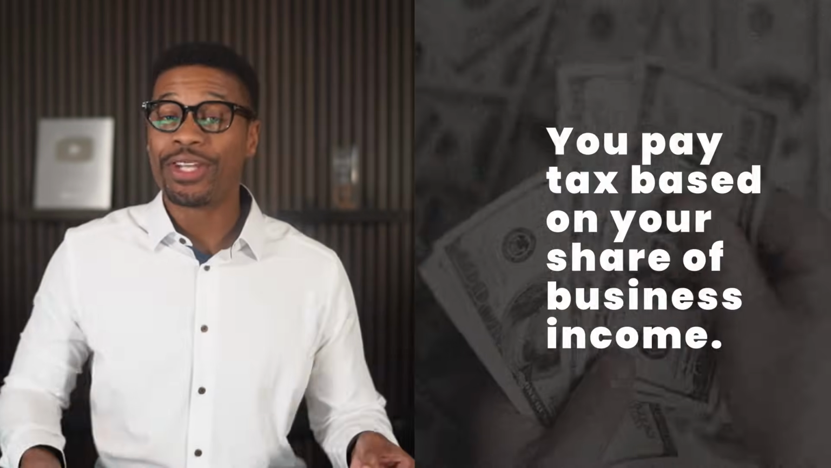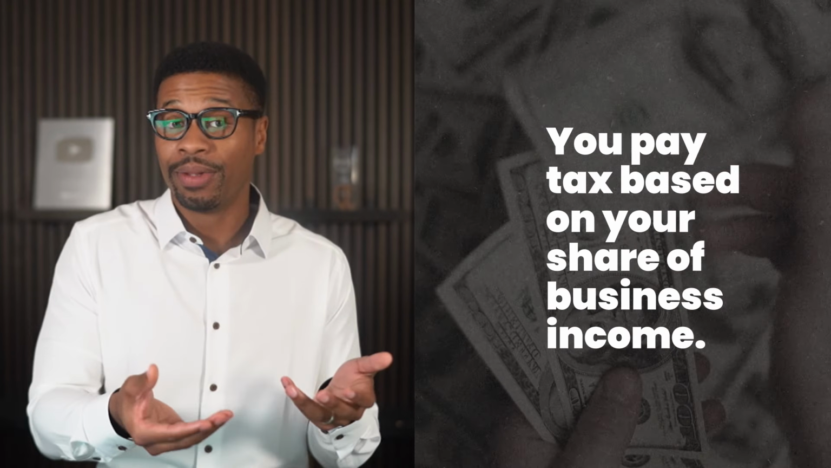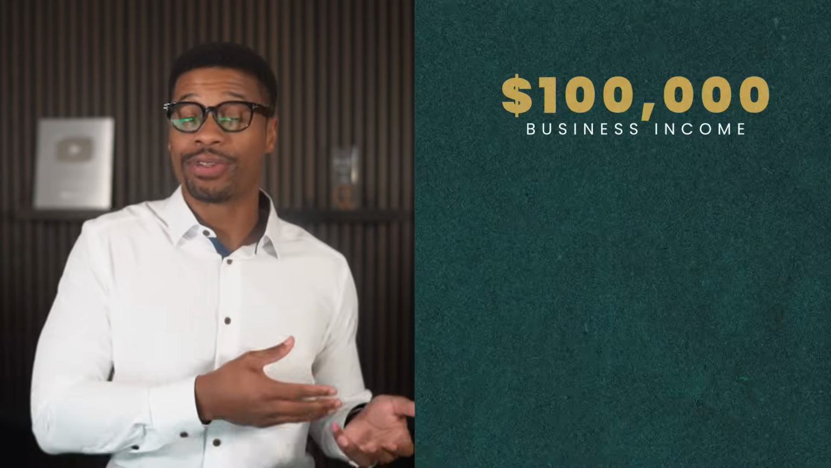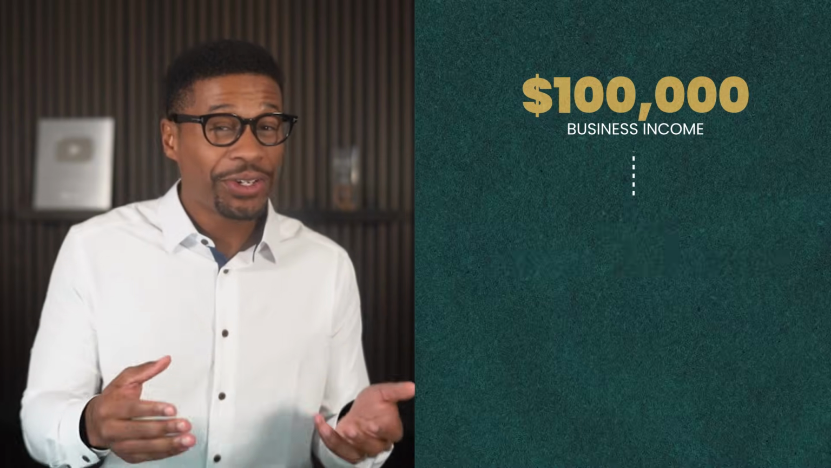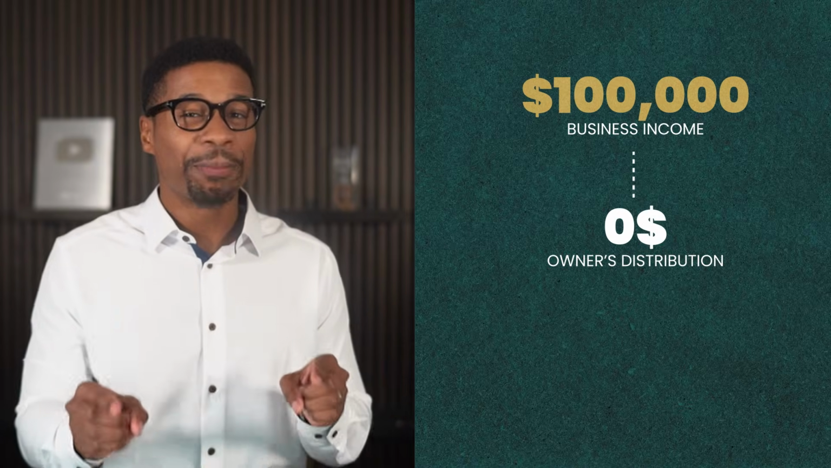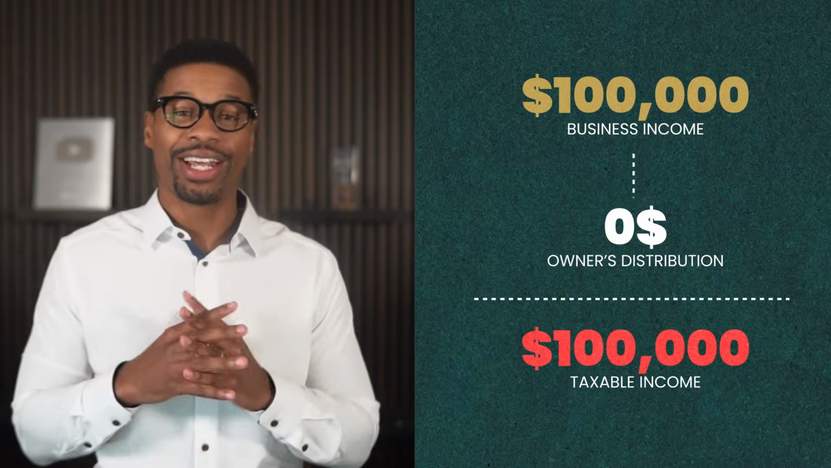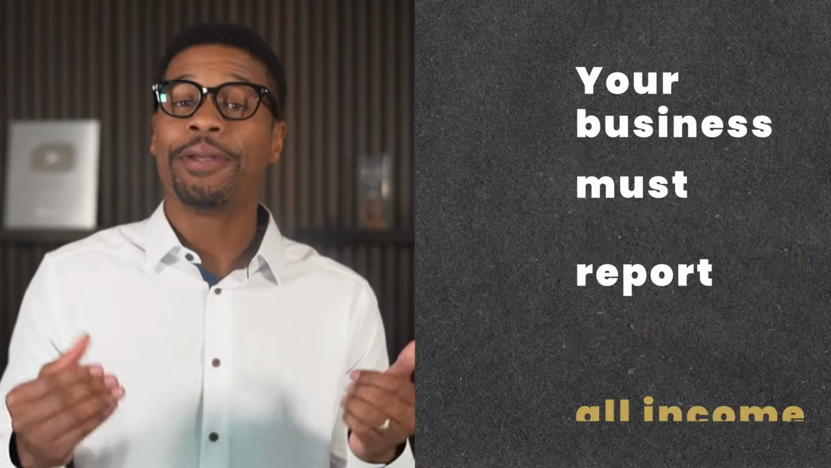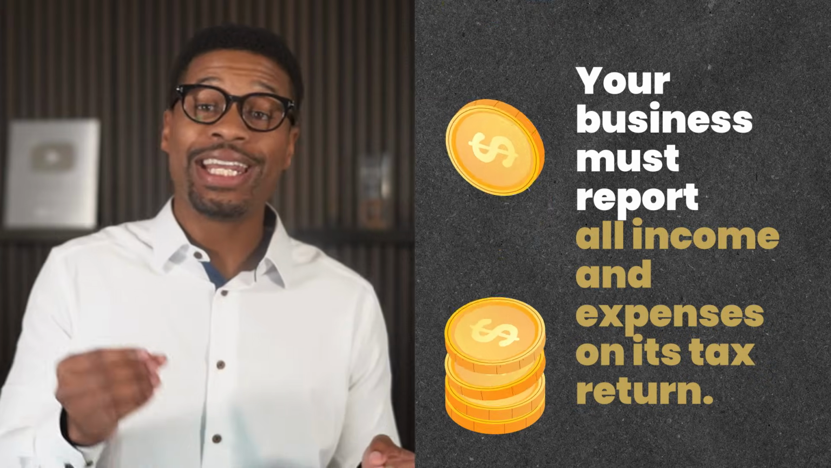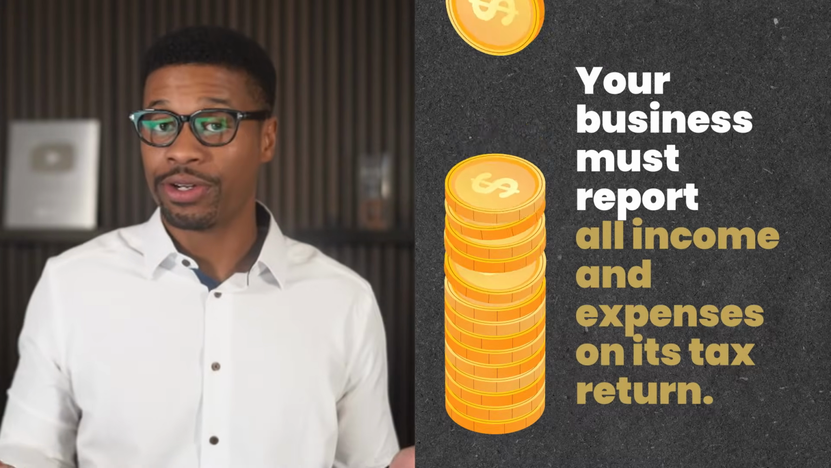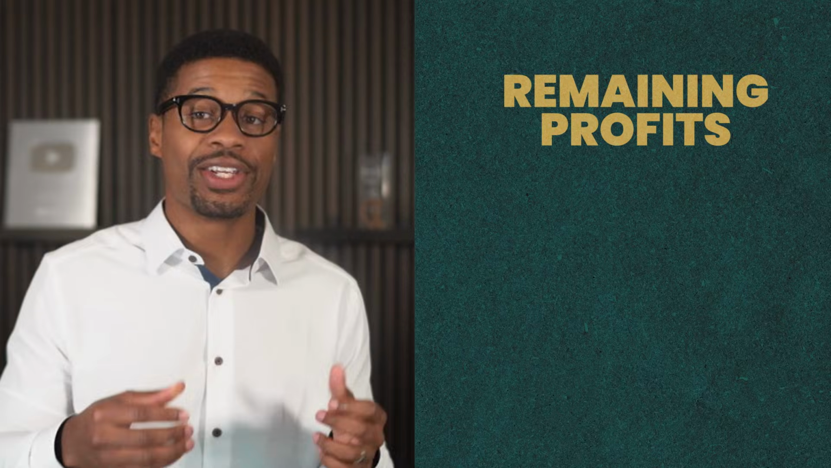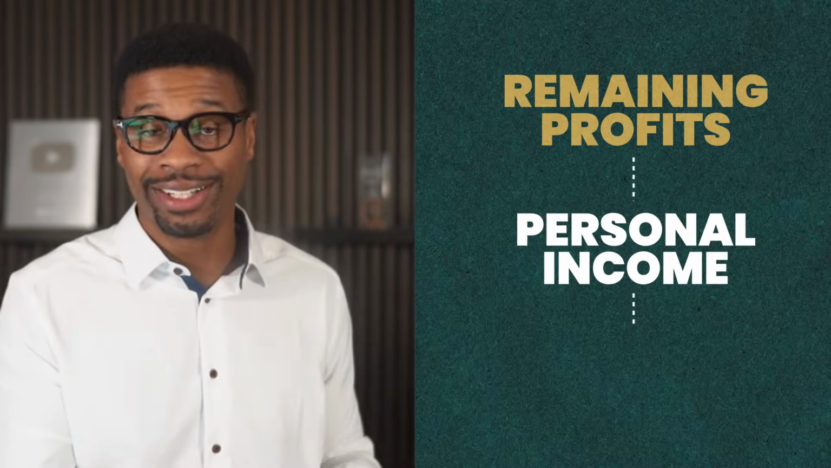You pay tax based on your share of business income. So if your business earns $100,000 in income and you pay yourself nothing, you are still going to pay tax on that $100,000. And this is because your business must report all income and expenses on its own tax return, and whatever is left in profits is what will flow through to your personal income and be taxed to you. So basically, the IRS is not very concerned about your distributions.